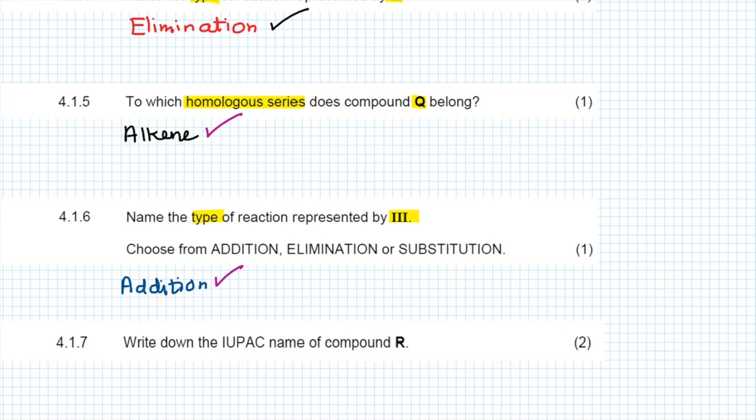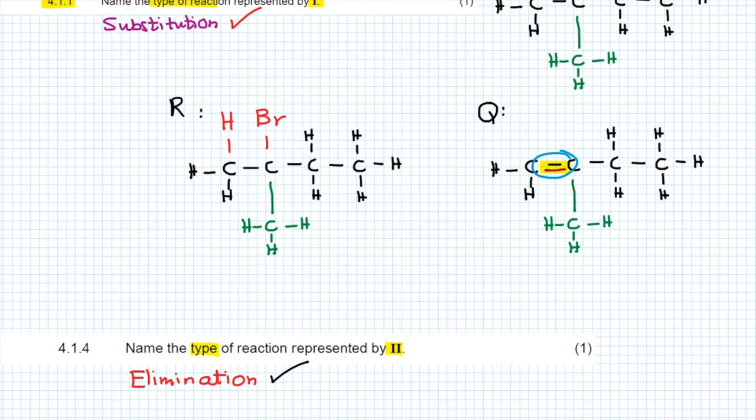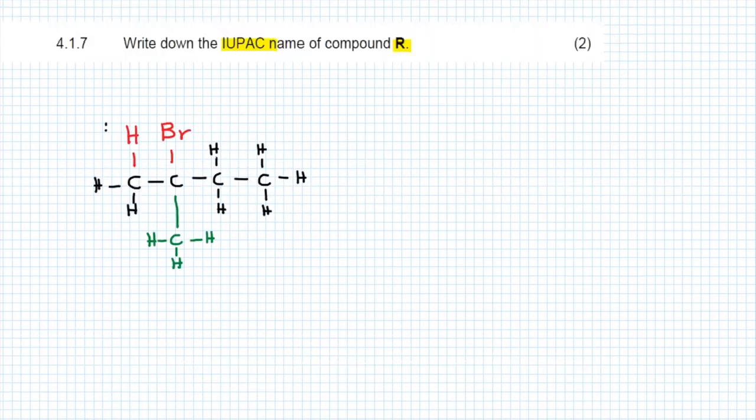We now move on to question 4.1.7, which says, write down the IUPAC name of compound R. What is very nice is that we have already drawn compound R, so all that we need to do is name it using its structural formula. We start off by identifying the functional group of this compound. This compound only contains halogen atoms as a special type of atom or functional group, and therefore this is a hydrogen halide or a haloalkane. We know that the names of the haloalkanes end with -ane. Now we identify the longest continuous chain.